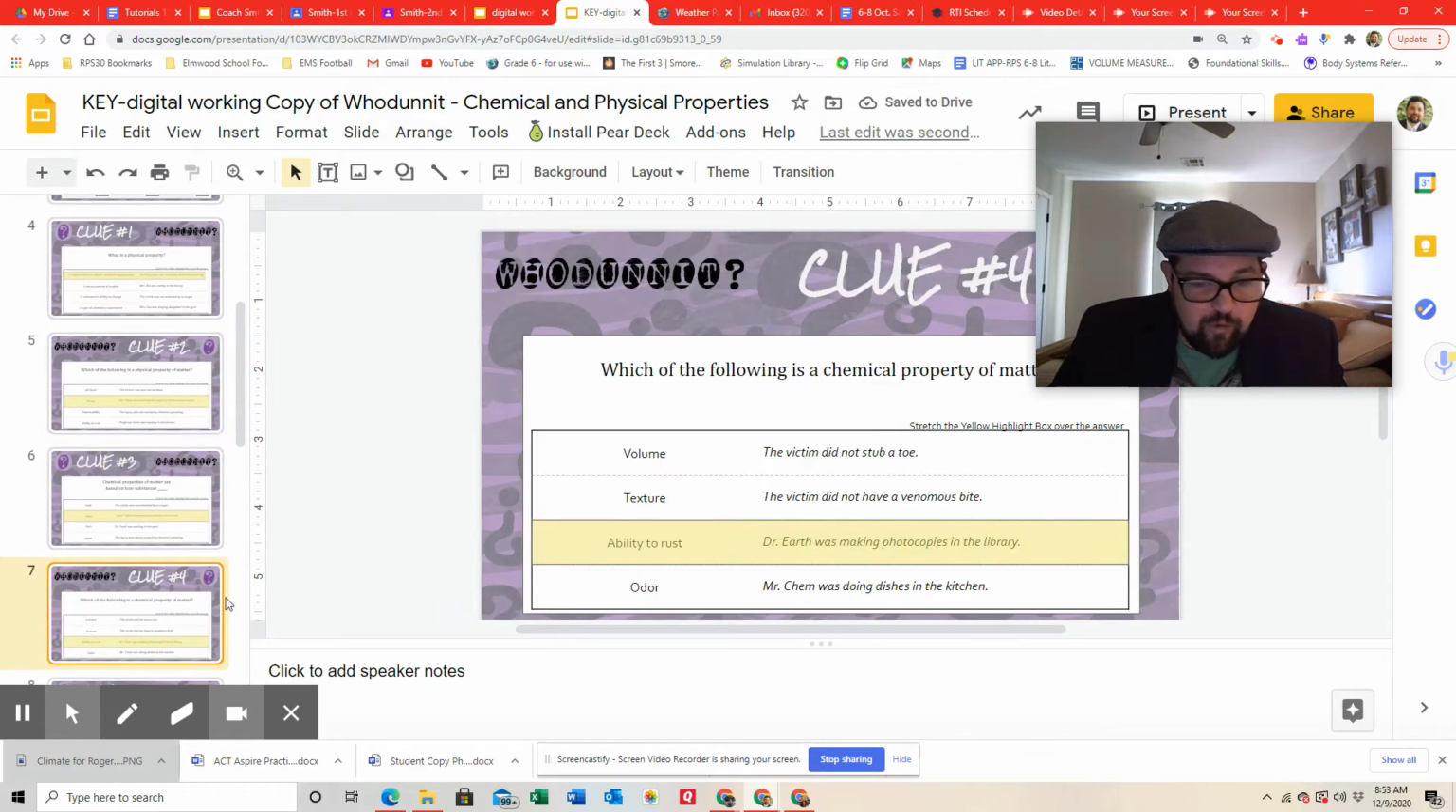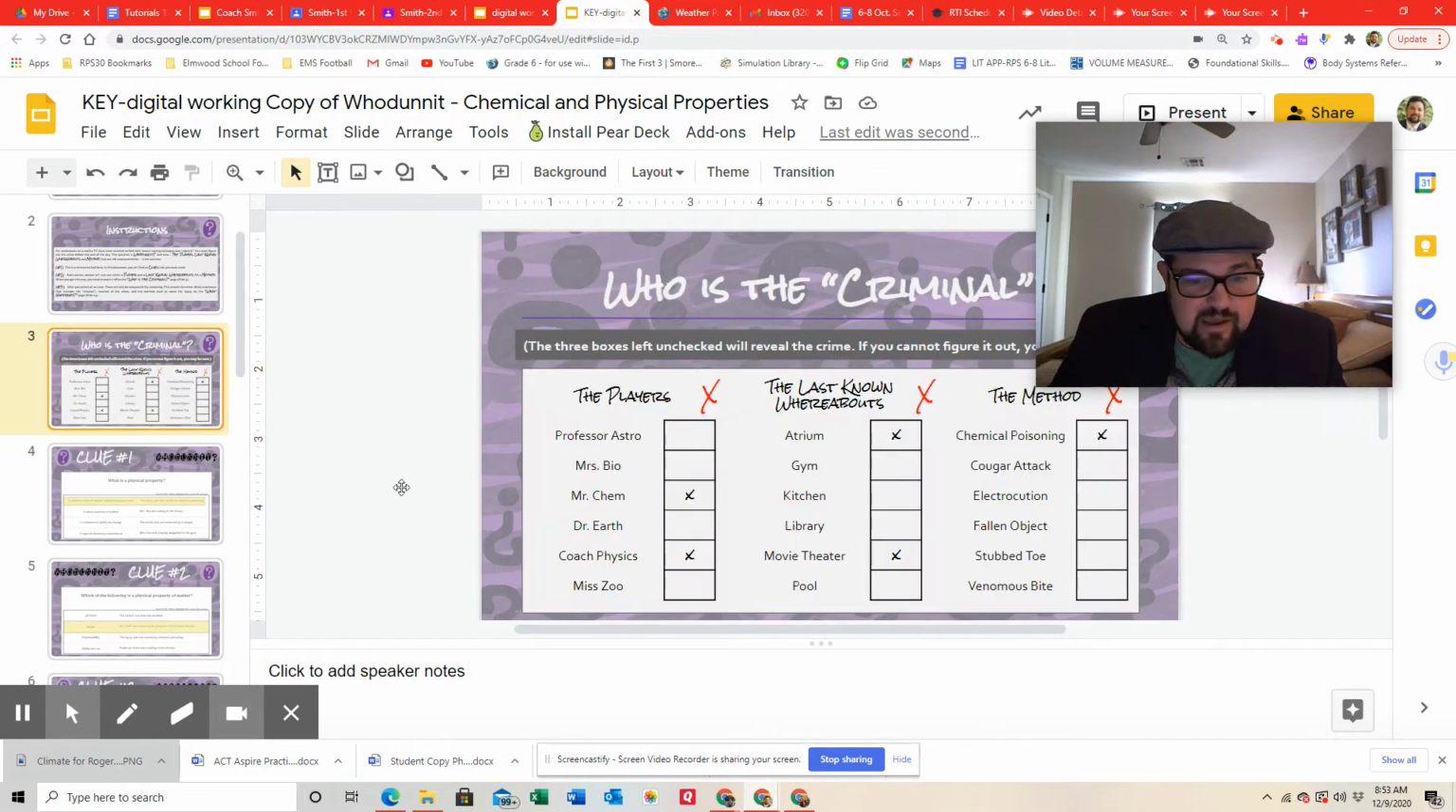Let's go to clue four. So which of the following is a chemical property of matter? It's the ability to rust. That means Dr. Earth was making photocopies in the library, right? So we can visit that here in a minute. Right, here we go here.